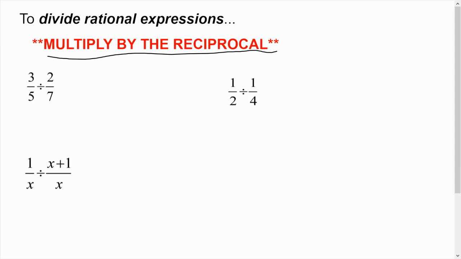Now, the first thing is obviously multiply, I think that you guys should know. Reciprocal: if I have 2/3, the reciprocal of 2/3 is you just take that and flip it over. So that's 3/2. I'm going to use that fact to be able to do these problems.